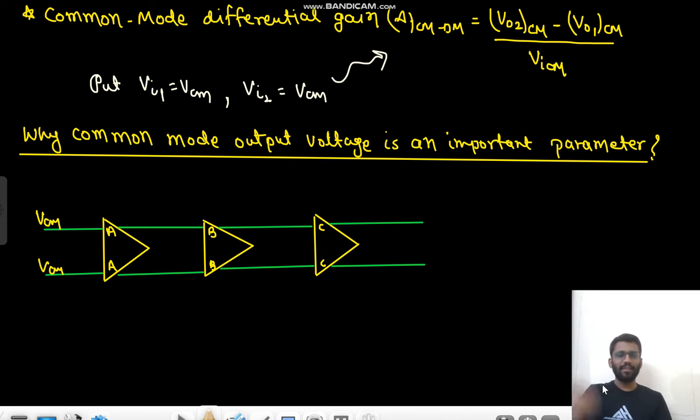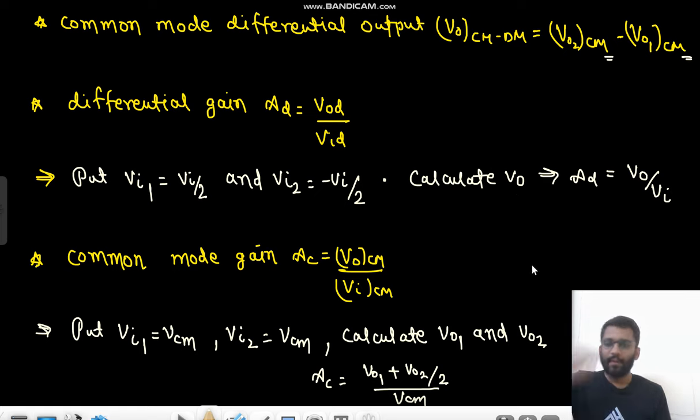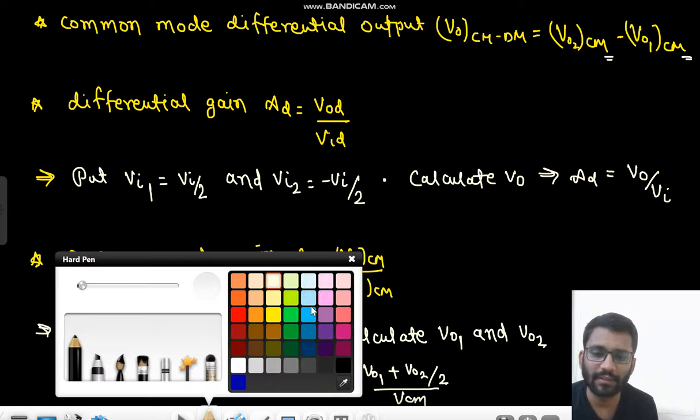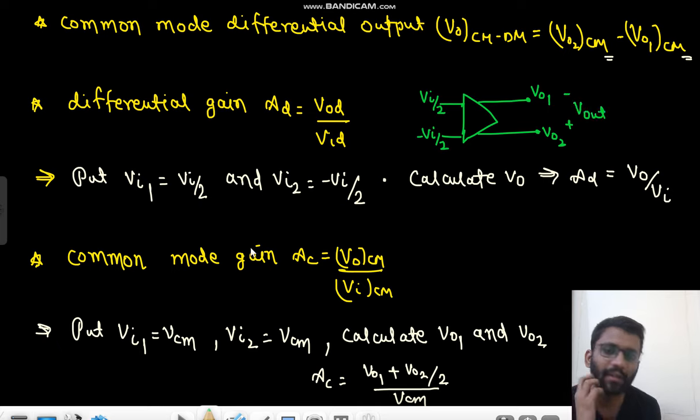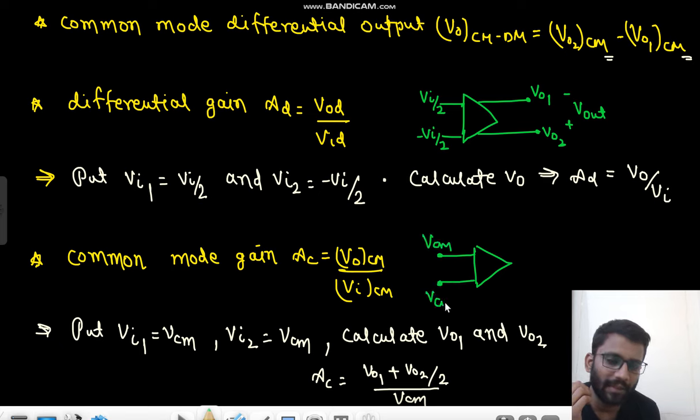So what is really happening here is, let me tell you. For differential gain, this is the amplifier you have. We are applying Vin by 2 here, minus Vin by 2 here. We are getting V note 1 here, V note 2 here, and this is our V output. When talking about the common mode gain, we are applying VCM here and VCM here. We are getting some V note 1 here and some V note 2 here. Now the average of both of them is your output.